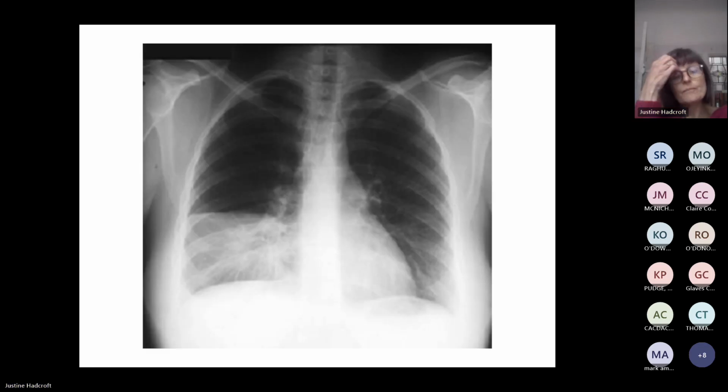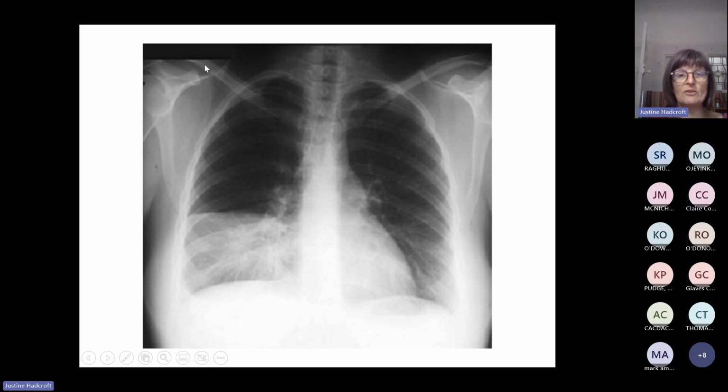So this is a chest x-ray, and I will assume little knowledge of chest x-ray, but I know that many of you out there will be able to interpret a chest x-ray. But just so that this works for everybody, I'll talk you through it in a very simplistic fashion. So here is the right lung, here is the left lung. The lungs are filled with air, so on a chest x-ray they look black. Anything that's solid or liquid will look white.